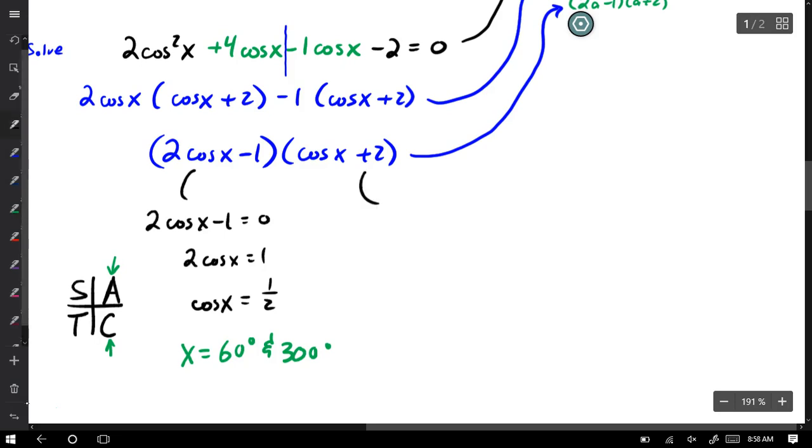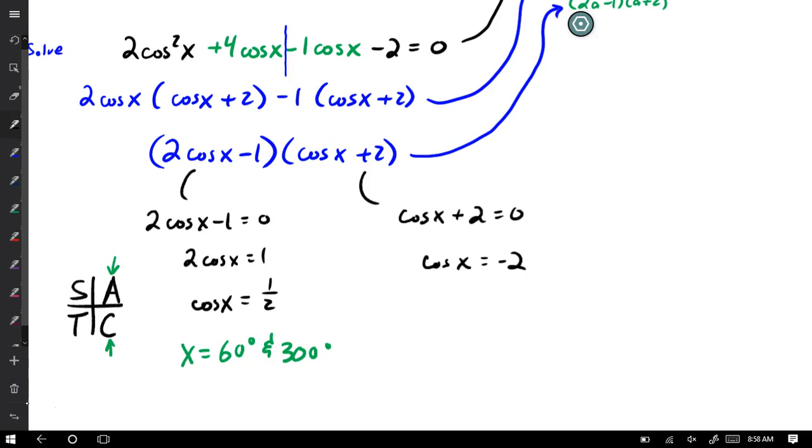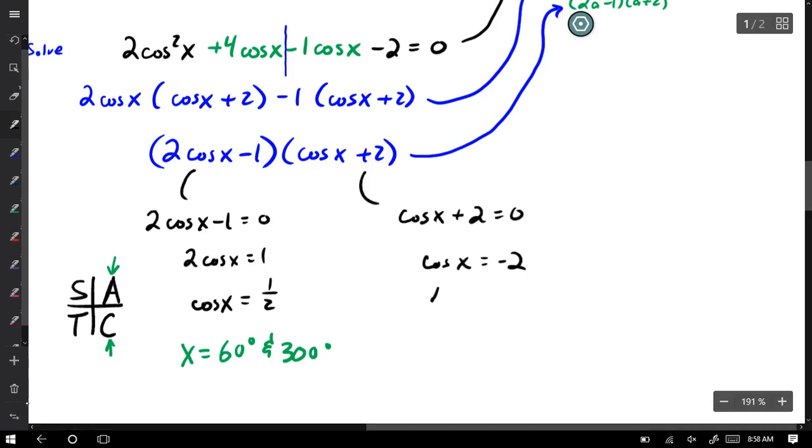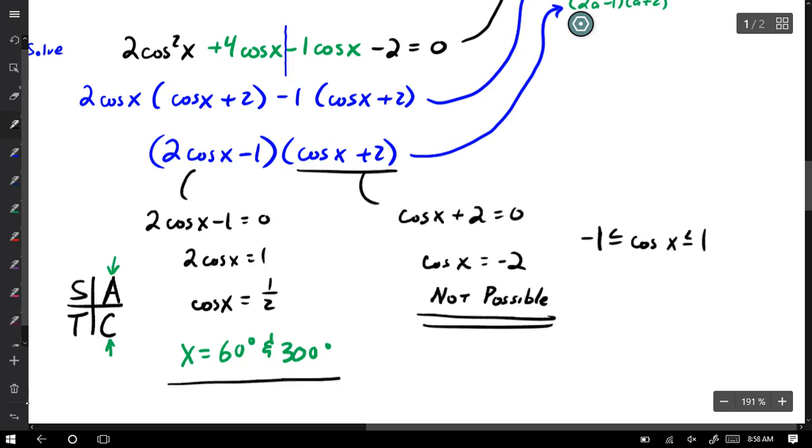Let's set this one up. Cosine of x plus 2 equals 0. Cosine of x equals negative 2. So where on a trig chart is cosine of x equal to negative 2? And what's very interesting is this is not possible. The cosine of a number has to be between 1 and negative 1, the unit circle. And since this one's outside of our domain, it doesn't work. We have no answers for this factor right here. Our only answers are right here: x equals 60 degrees and 300 degrees.